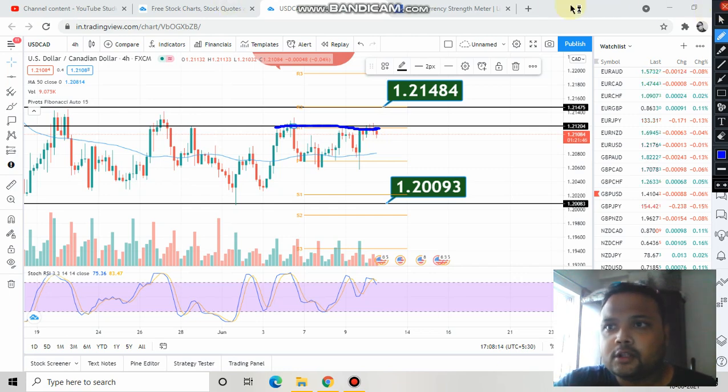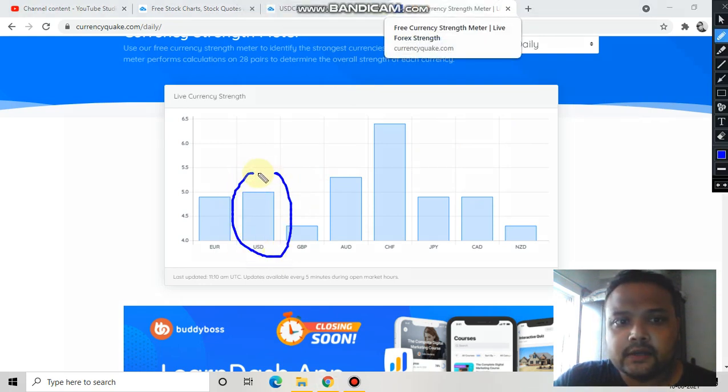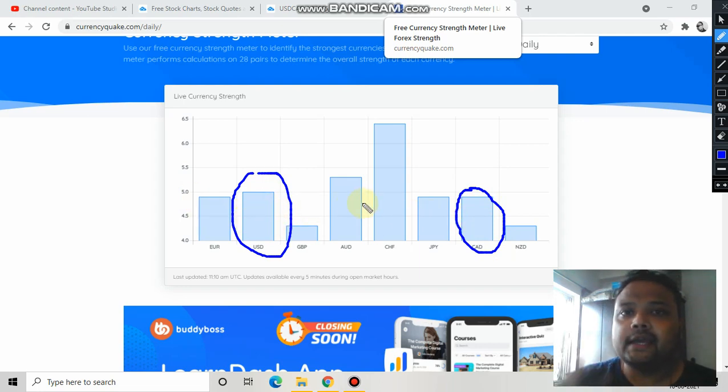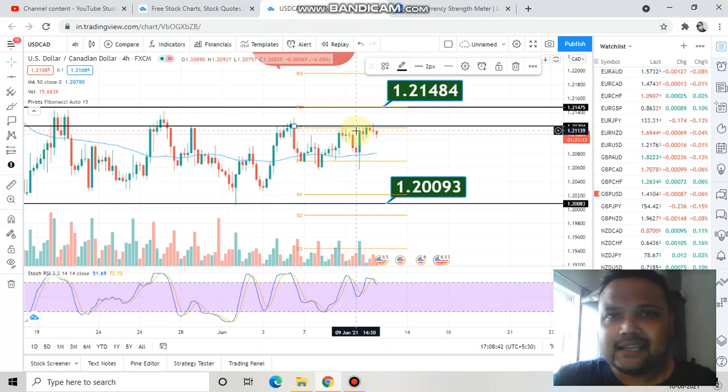And we can look at the currency strength meter. The currency strength meter is also telling us the same thing, because see, this is the US dollar and this is the Canadian dollar, and you can see that almost they are of equal strength, and whenever we get two currencies of equal strength, there is not much movement and the market remains sideways, and as a result we are getting a scenario like this. So I'll say that wait for some time or avoid USD Canadian dollar for this week, because this is your hard-earned money. Do not risk your hard-earned money.